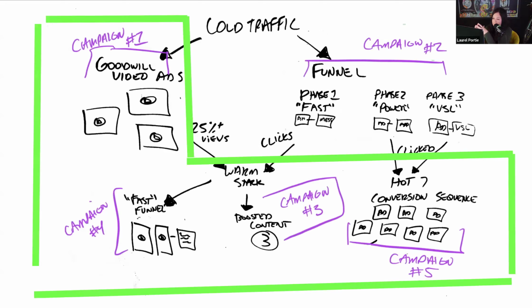Okay. Campaign number 1 is going to be made up of Goodwill video ads. Campaign number 2 is going to be made up of some type of funnel strategy to generate leads. Just a reminder, campaign number 1 is going to build an invisible list, and campaign number 2 is going to build a physical list. Now, the 25% viewers of campaign number 1 and the clicks from campaign number 2 are going to make up your retargeting audience, along with the people who've been engaging with your content and visiting your website.